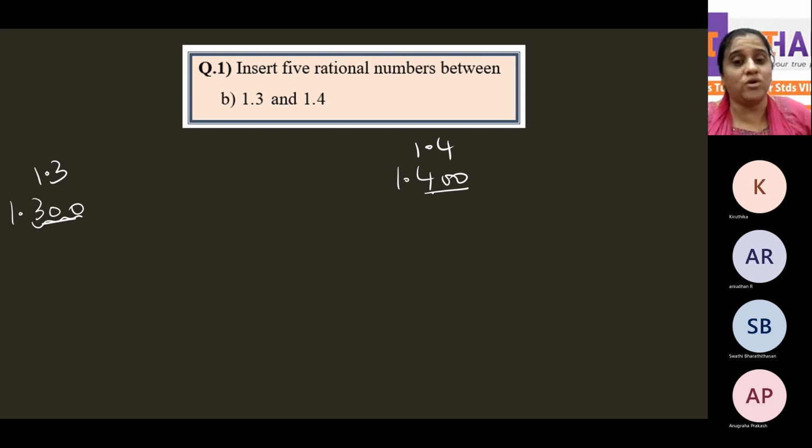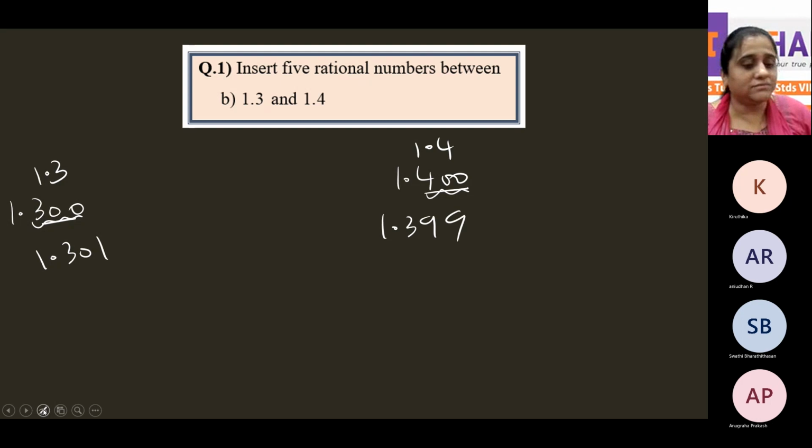Now it's 300 and 400. So between 300 and 400, so many numbers you have, right? 1.301, 302, 303. You should not write 0 point here. 1 point. Don't write 0 point. 1.301, 1.302, 1.303. Like that, you can go up to 1.399. So starting from 1.301, you can go up to 1.399. Then it's 400.